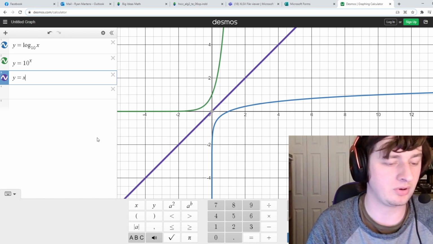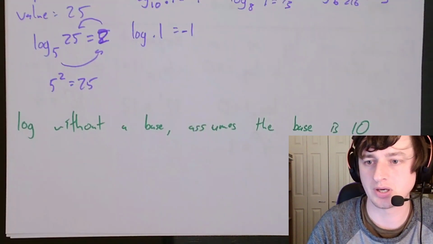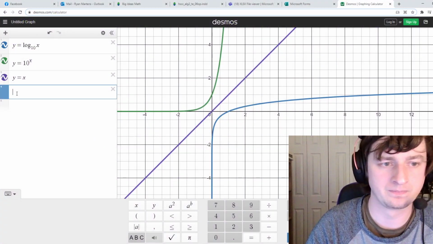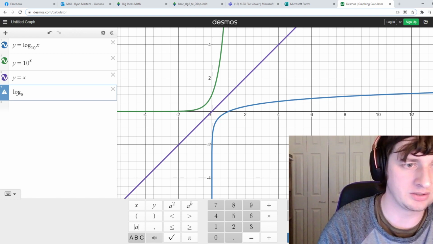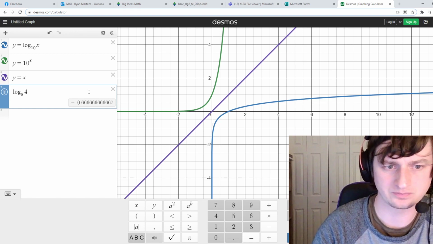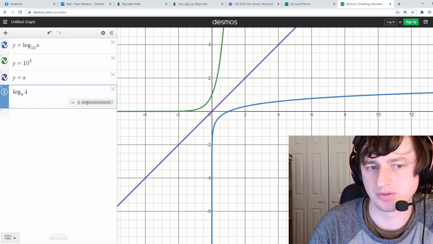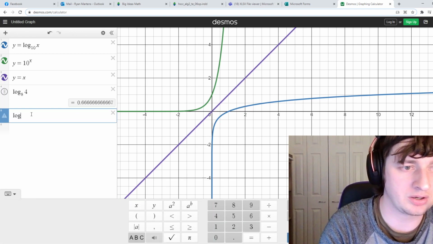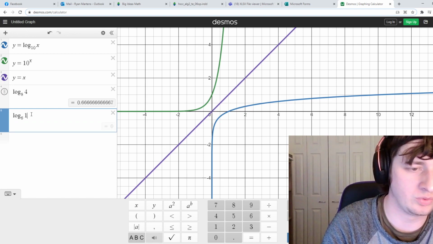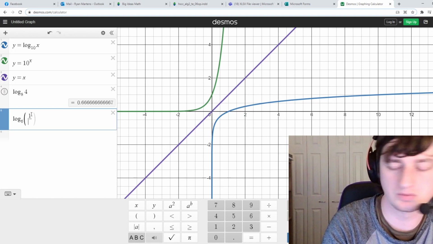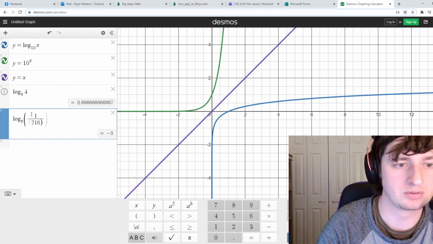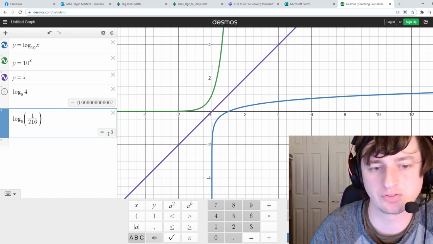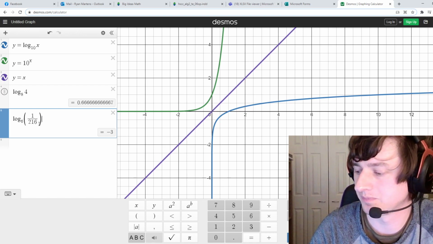Okay, so we should be able to type all of these in. We also had log base 8 of 4. So log base 8 of 4. And we get this repeating decimal, which is the same as 2/3. And then the next one was log base 6 of 1 divided by, we're going to need parentheses, 1 over 216. Let's see there, and we get -3. What this is saying is 6 to the -3rd gives us 1 over 216.